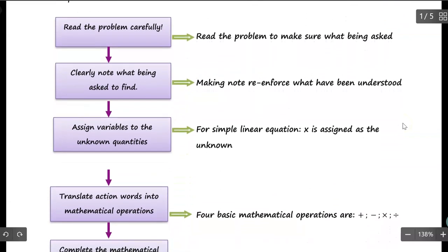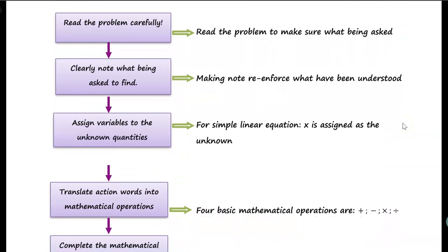So step number 1 is to read the problem carefully. Then we clearly note what is being asked to find. We assign variables to the unknown quantities. In this particular lesson, we are going to work with simple linear equations. So one equation and one unknown. A linear equation means that you are solving for x, and we only have one solution for this equation. So we are going to assign x as the unknown.